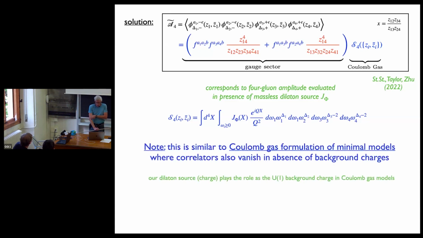But already here, I should say that these solutions of this KZ type equation are very much reminiscent of what we know from the Coulomb gas formulation of minimal models, where correlators vanish in the absence of a background charge, and the dilaton will now serve the role of this background charge.